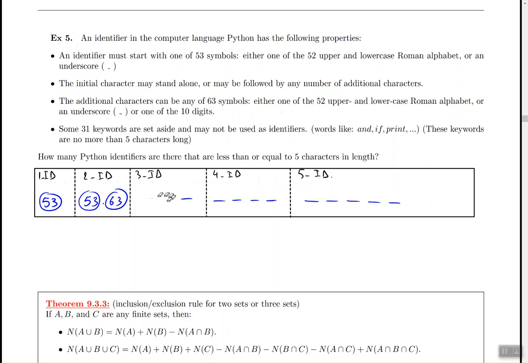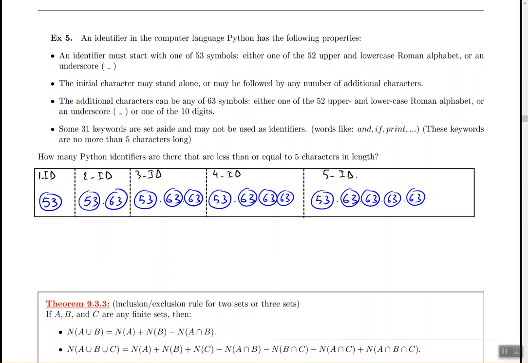And again, if you have 3 length ID, the first one has to be underscore, uppercase, or lowercase Roman numeral, and the other 2 can be any of the 63 other possible choices. And repeats are allowed, so that's why I'm choosing 63, 63 again. And same thing again for the next 2. So if I add these numbers up together, I'm going to end up with the possible IDs that are less than or equal to 5 characters in length.